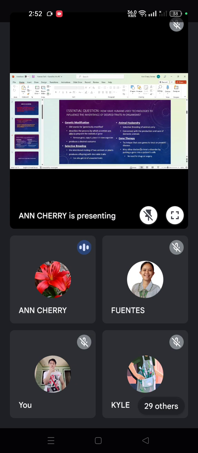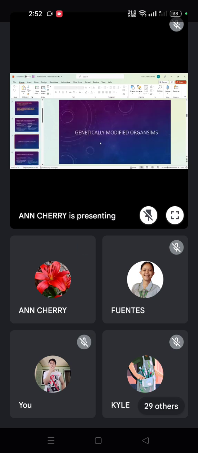Okay? So, gene therapy is a technique that modifies a person's genes to treat or cure a disease. Okay, so that's the first one, gene therapy. This method or process is very expensive. So only a few can actually have access to gene therapy. Okay. So, what are these genetically modified organisms?